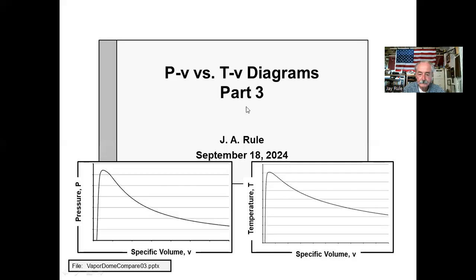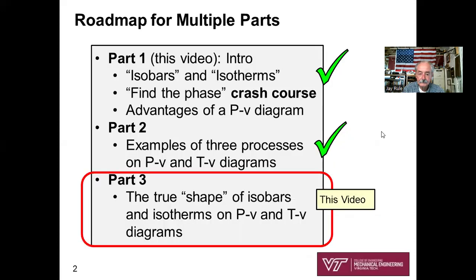And so I want to just give you a little background on how we determine mathematically what the shape of an isotherm and an isobar is. So let's go ahead and get started. So this one's going to address the shape, sort of the mathematical equation, or at least shape, of isobars and isotherms on PV and TV diagrams.